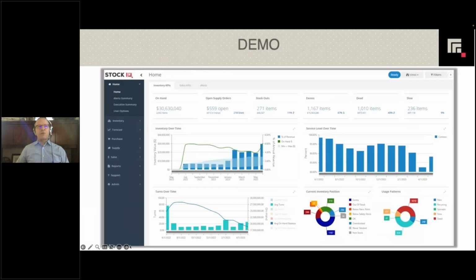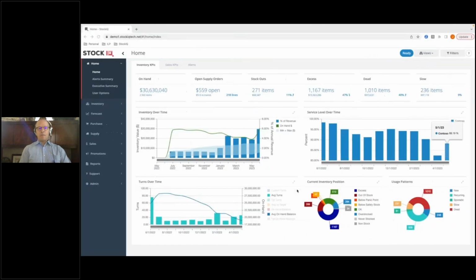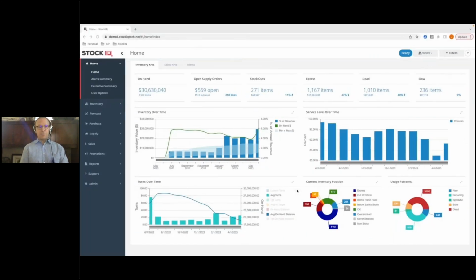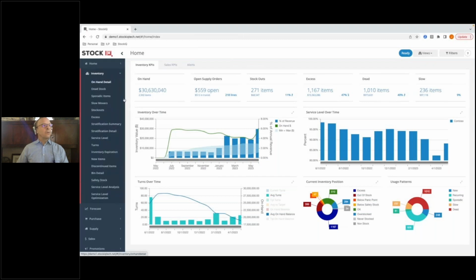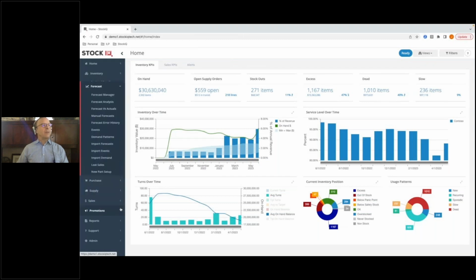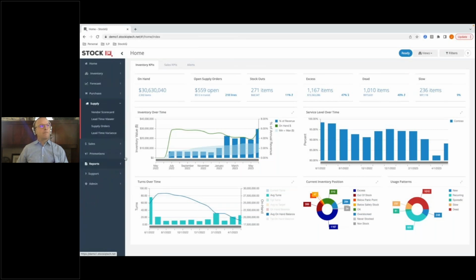So without further ado, let's just get directly into the application and we'll start talking about these. So from an overall orientation perspective, this is the StockIQ application suite. As we talked about the various applications that are available, we had noted the inventory sections. We talked about forecasting or demand planning. We talked about purchasing, and we talked about supply management.